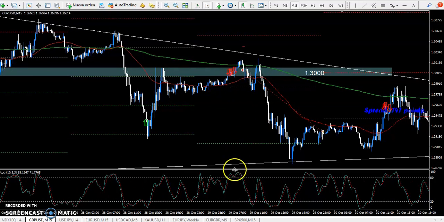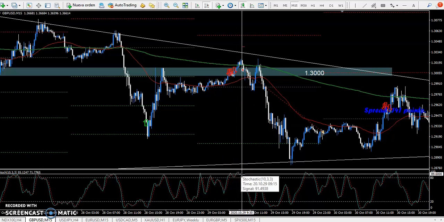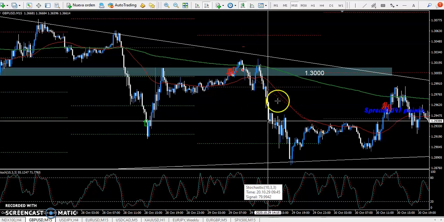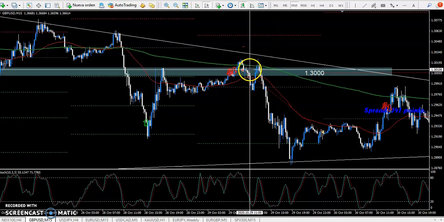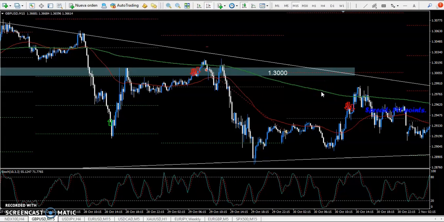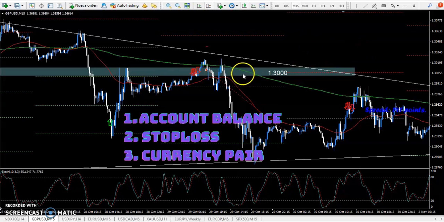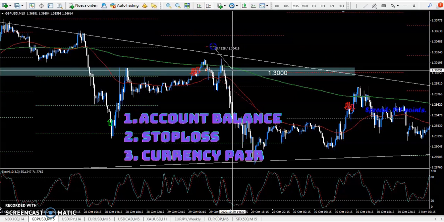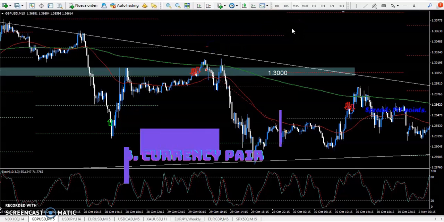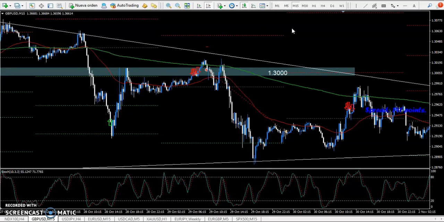So after getting our signal, we were waiting for the stochastic oscillator to pass back below 80, and then we entered our position somewhere around here. We set our stop loss around 31 pips, and then we ended up exiting this position with around 84 pips profit. So before entering any trade, you've got to think three things. What is my account balance? Where am I going to put my stop loss? And what pair am I trading? And these three things are going to tell you what your lot size or position size should be.